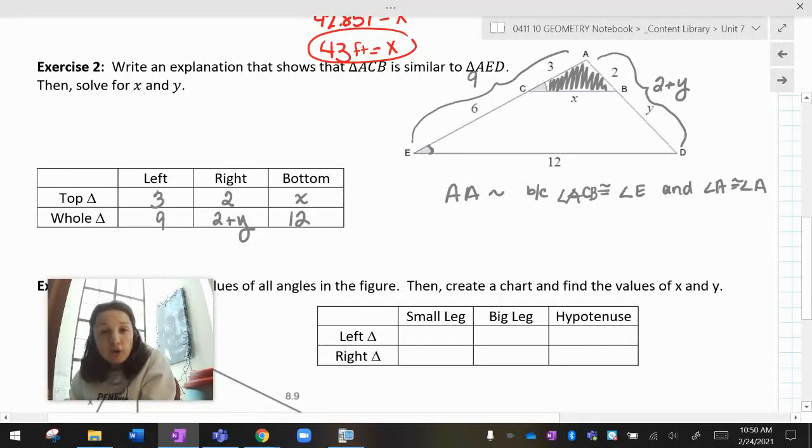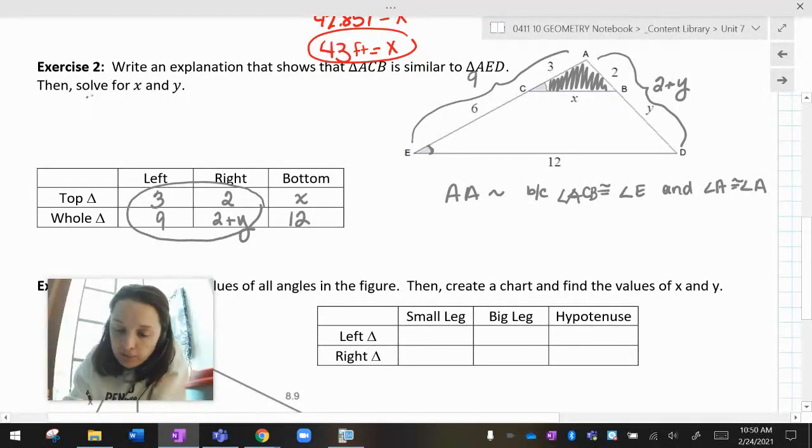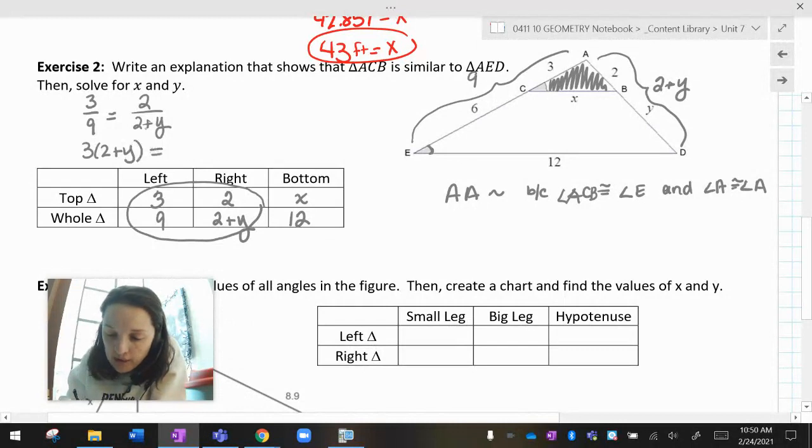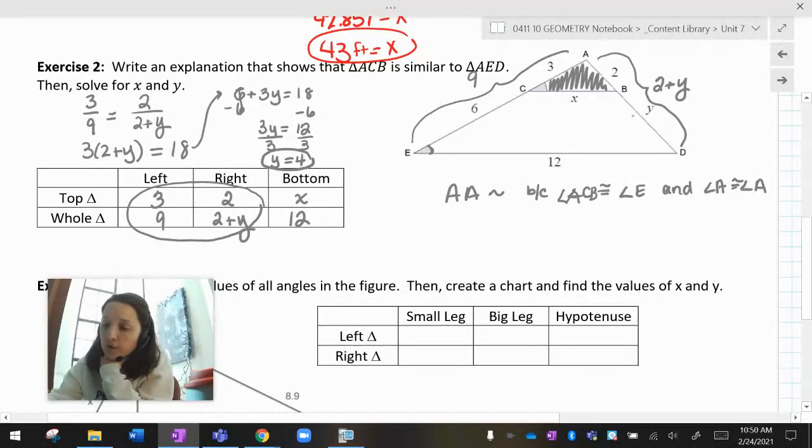The nice thing about this chart is your proportions get set up for you, and you just grab a pair at a time and say, you know what? I can solve for x and y by partnering these up. 3 to 9 equals 2 to 2 plus y. And then I can cross multiply and say 3 times 2 plus y equals 9 times 2, which is 18. So that'd be 6 plus 3y equals 18. 3y equals 12. Divide by 3. y equals 4. Okay, so now I know y is 4.